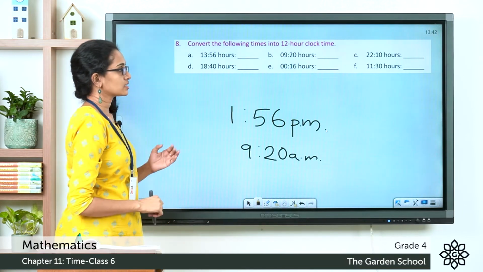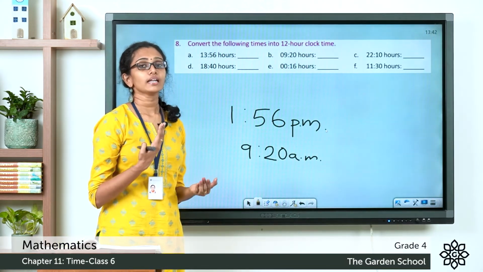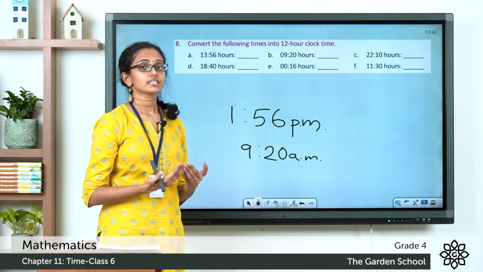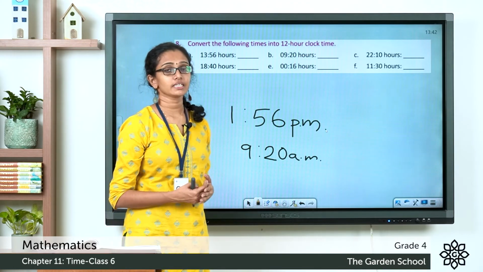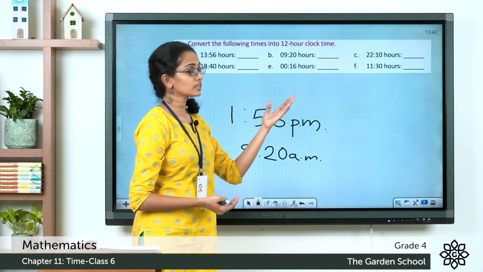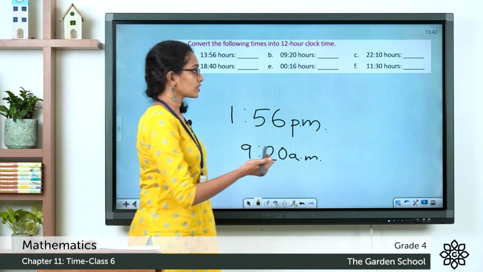Now question C, 22:10 hours. 22:10 means it is more than 12. So it means it's after 12 noon, which means the time given here is in PM. So 22:10 will be equal to how much in the 12-hour clock system?